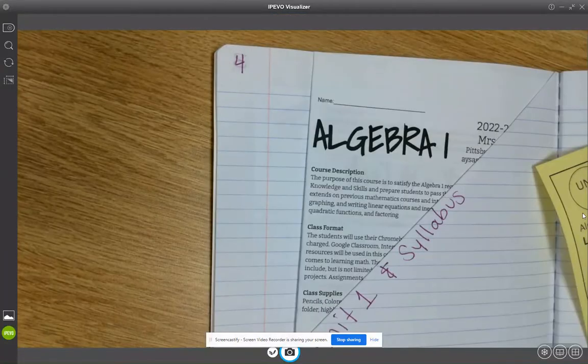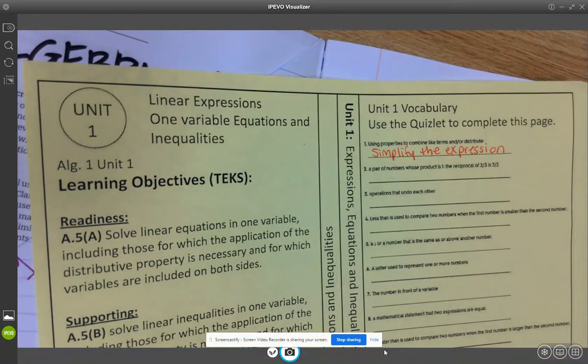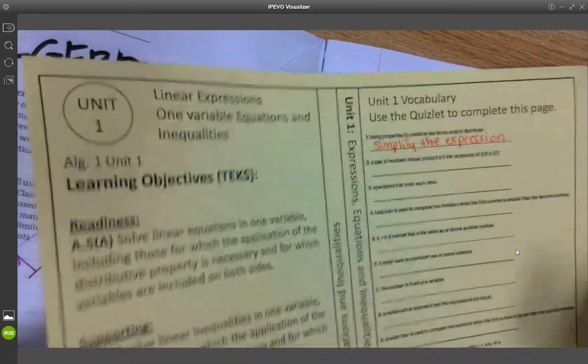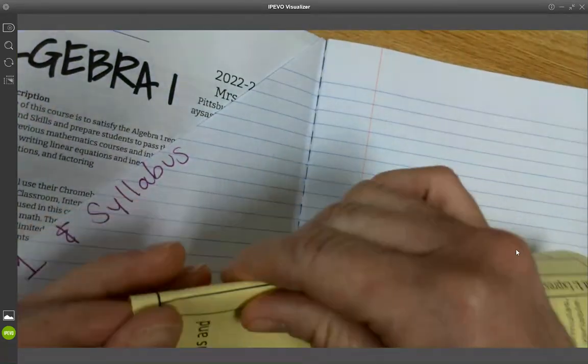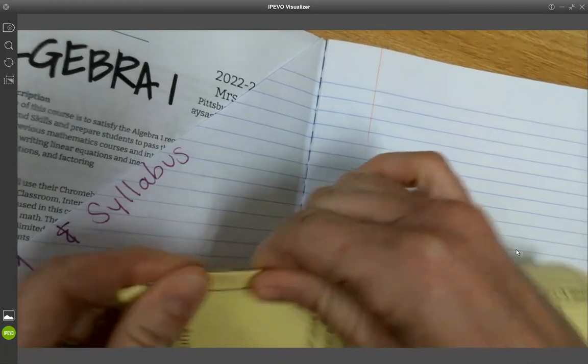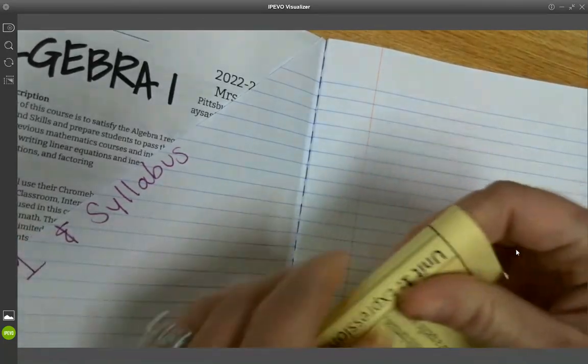Let's look at today's lesson. So for this, you should have your vocabulary complete. So what I need you to do is go ahead and fold this down the center line. And we are going to make our first unit divider.